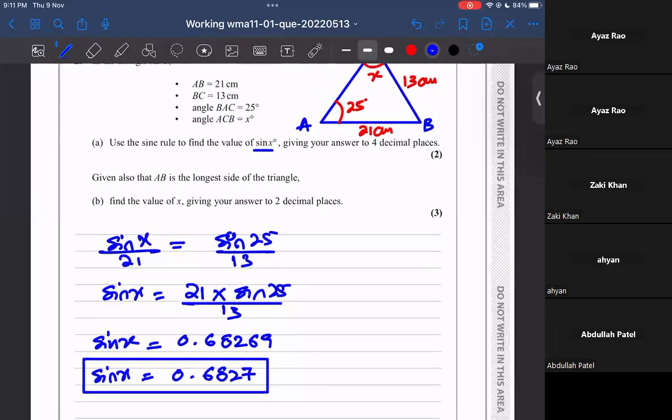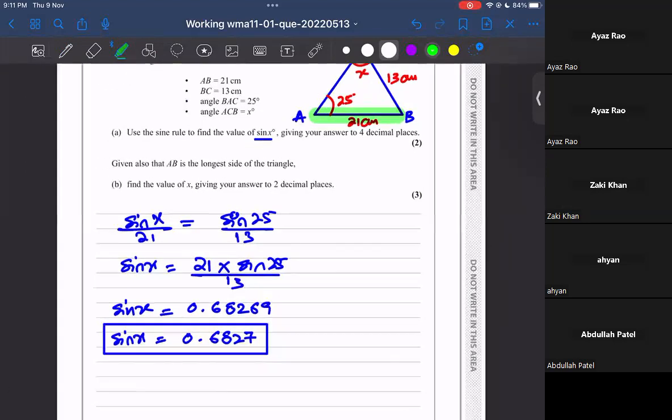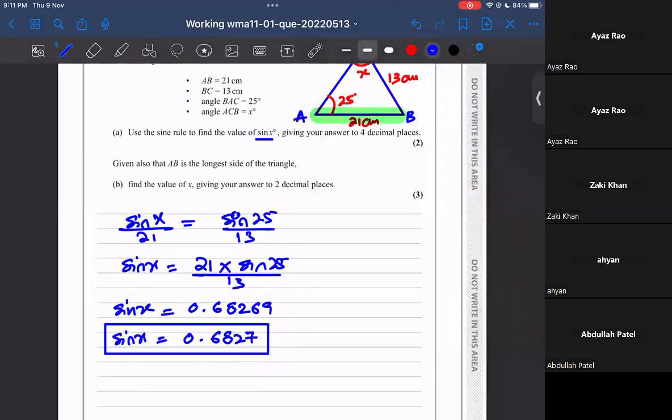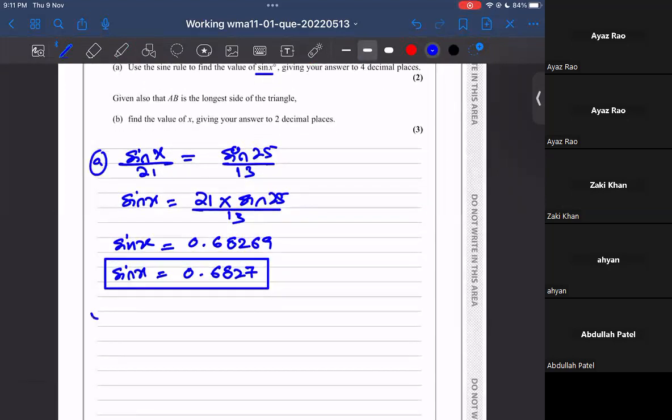Given also that AB is the longest side of the triangle, right? This side AB, this is the longest side of the triangle. Find x, find the value of x. Give your answer to 2 decimal places. So to find x, for this part, we have already got the equation in part A that sin x equals 0.6827.